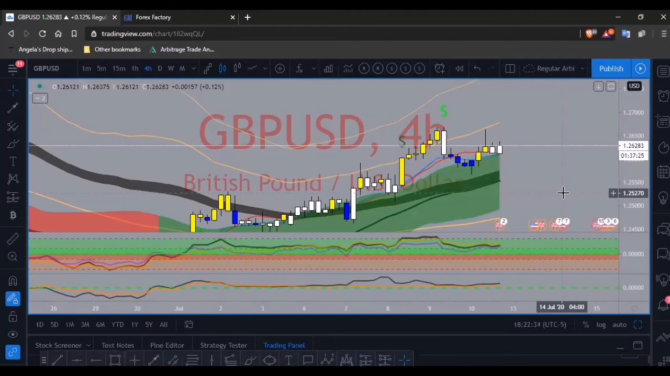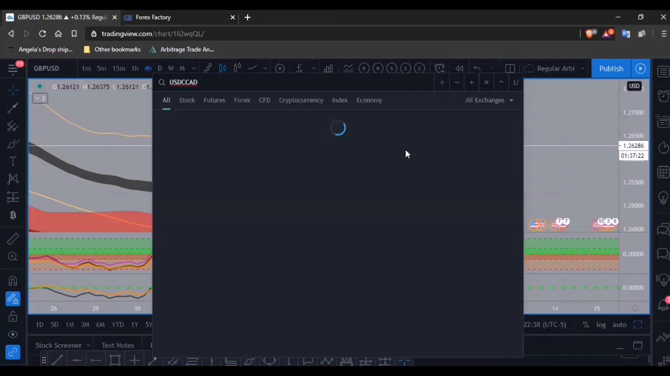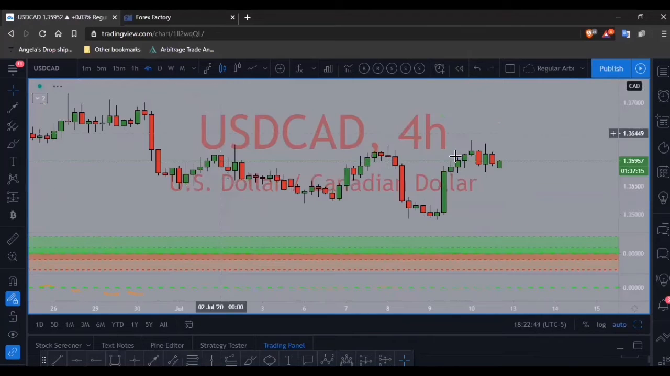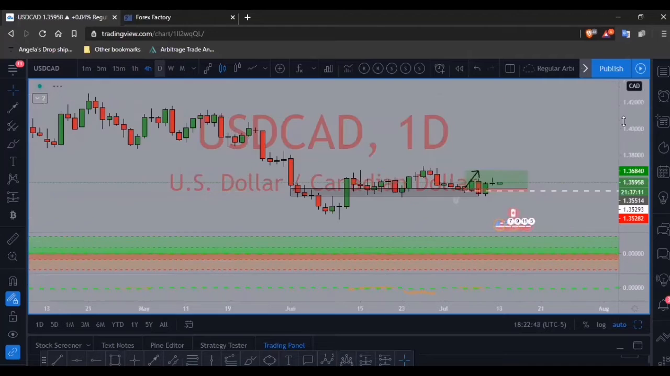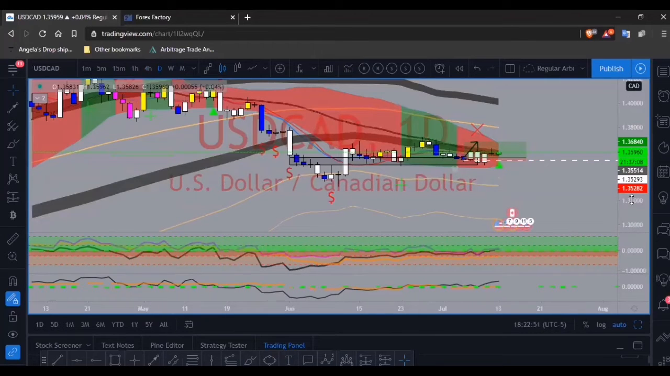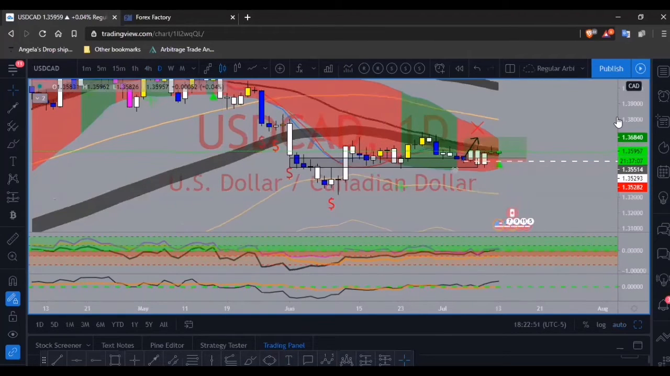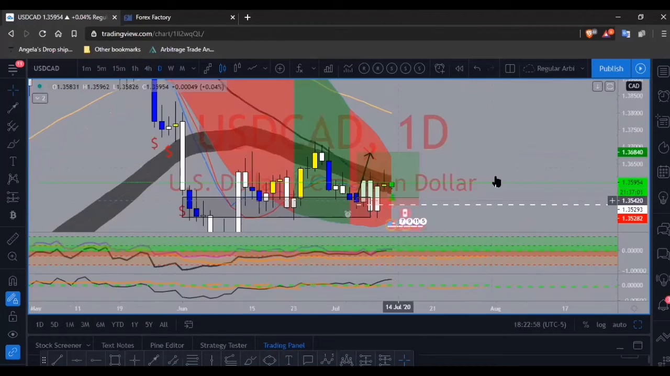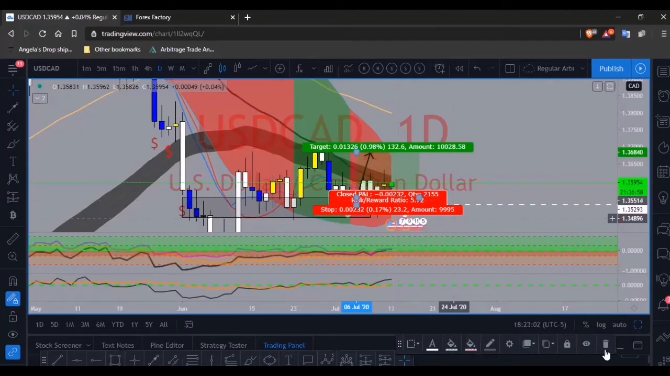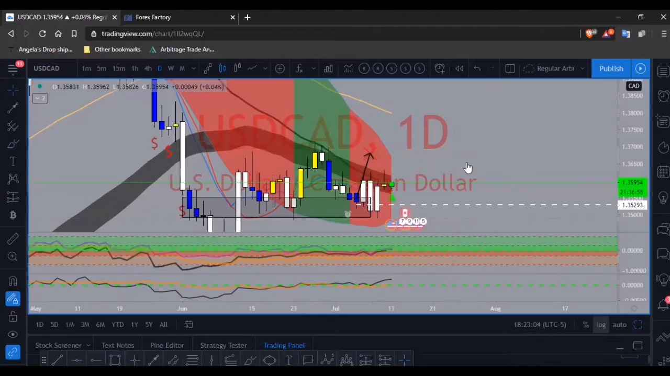Okay, all right. Go on to USDCAD. Ooh, USDCAD hit hard last week, I'm not gonna lie. Okay. The daily buy has just been called on USDCAD. And I remember this trade from last week. Not even gonna talk about it, so let's just forget about that.